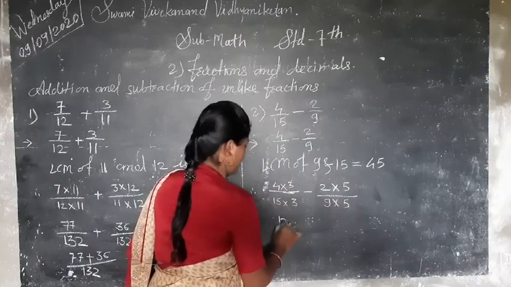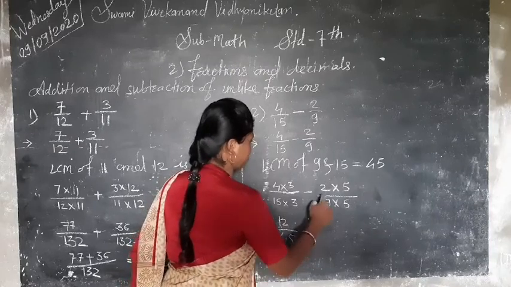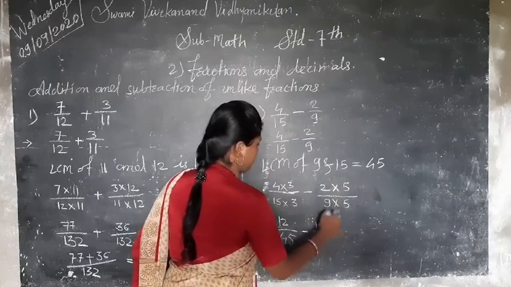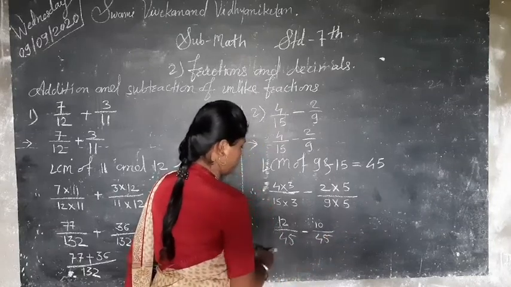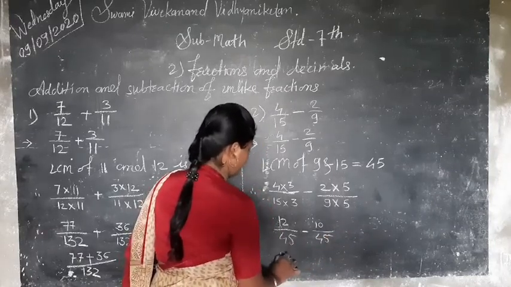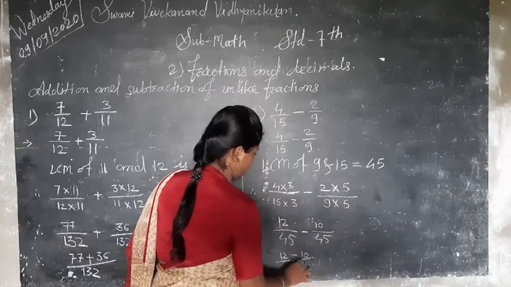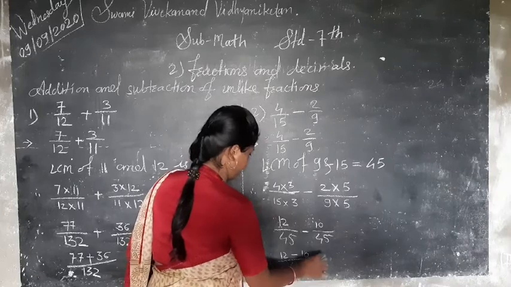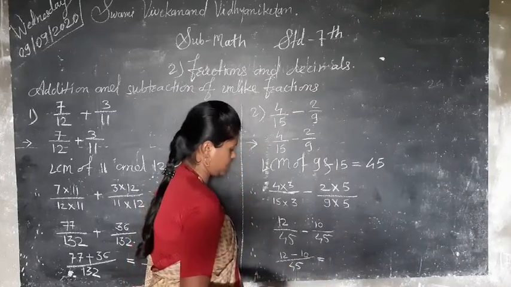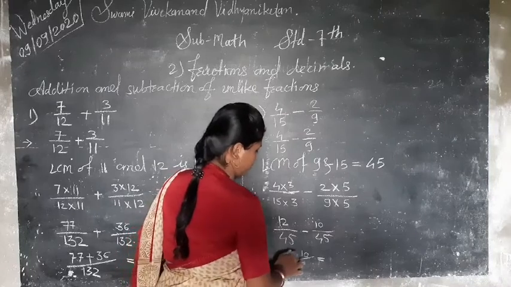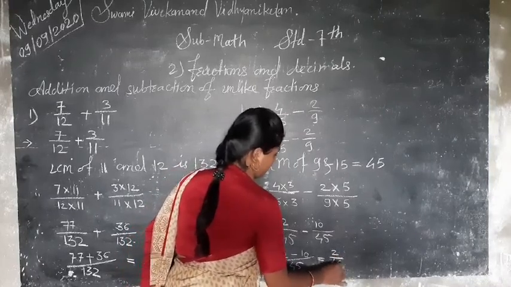Therefore 4 3s are 12, 15 3s are 45, minus 2 5s are 10, 9 5s are 45. Now you will get your like fractions. So here it is 12 minus 10 upon 45. You can mention this example below. 12 minus 10 is 2 by 45.